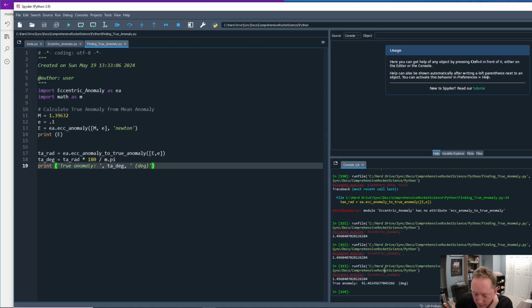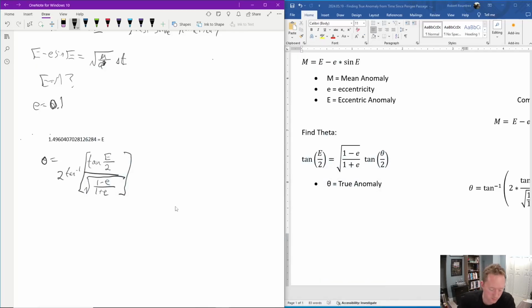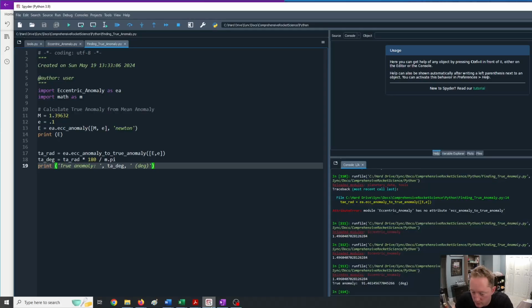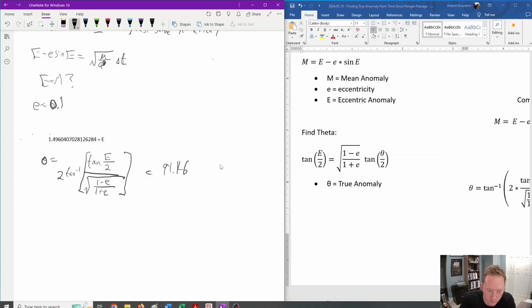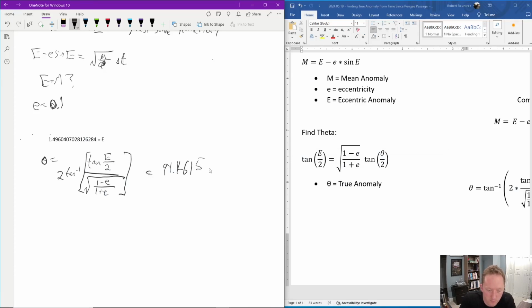So let's do that. All right, true anomaly in degrees, we've got 91.4614 degrees. 91.4, what did I say, 416 or 46? We'll say it's 46. 4614, yep. Degrees.